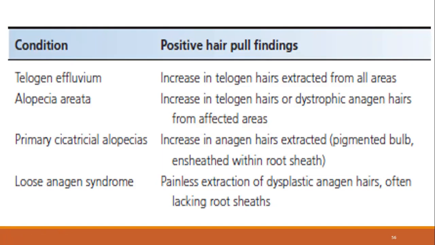In telogen effluvium, increased telogen hairs are extracted from all areas. In alopecia areata, an increase in telogen hairs or dystrophic anagen hairs is seen in the affected area. In primary cicatricial alopecia, an increase in anagen hairs is extracted. In loose anagen syndrome, there is painless extraction of dysplastic anagen hairs lacking the root sheath.